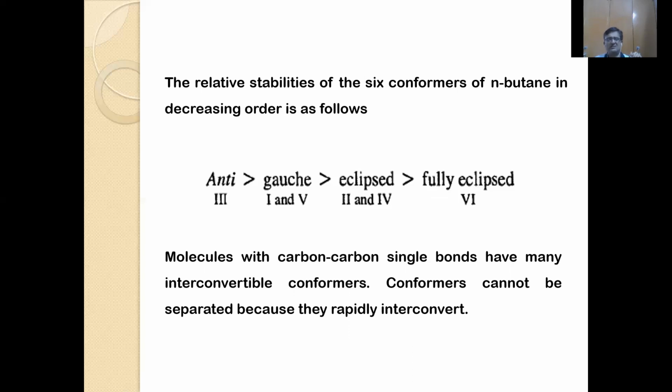Okay, so herewith I conclude this part. It is mainly the conformational analysis of ethane and butane. One more is there, that is the conformational analysis of cyclohexane. Before going to discuss that, I will discuss what cycloalkanes are and how the stability is accounted for in them. Later I will discuss the conformational analysis of cyclohexane. Okay, thank you.